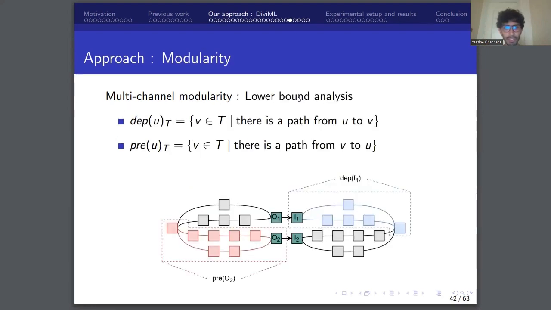This comes in the form of a lower bound optimality guarantee. To define that, first, I'd like to introduce some notation, which is the dependency graph and precedency graph of a given node in our graph based on a subgraph. So the dependency of U in a graph based on T is the set of vertices in T for which there is a path from U to V. And we define the converse notion with the precedency, where now it's the path from V to U. This can be seen more clearly in the figure below.